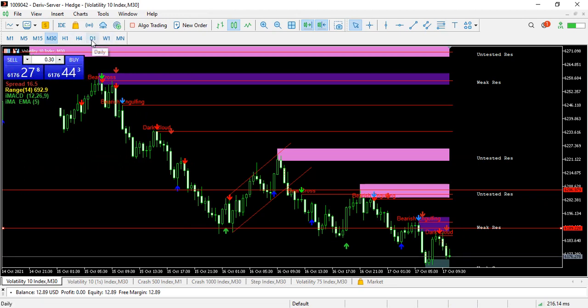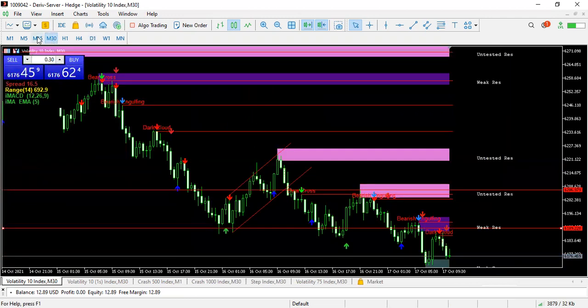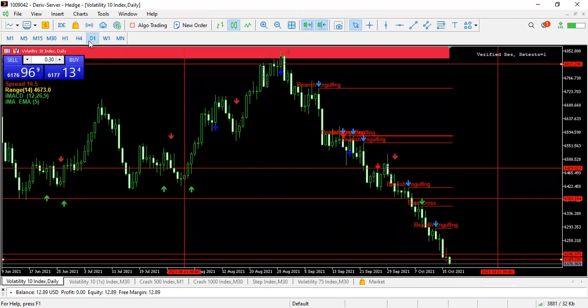So anytime I want to place a trade, I must go to D1 to know the direction of the market. Sometimes in D1, the direction of the market might be selling, just like this one, the trend is selling. But when you go to a lower time frame, sometimes you see the market buying in the lower time frame, but in the higher time frame, the market is selling.